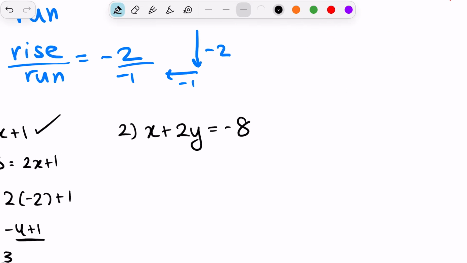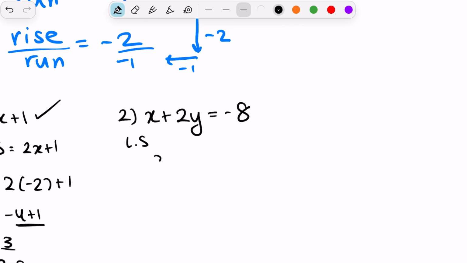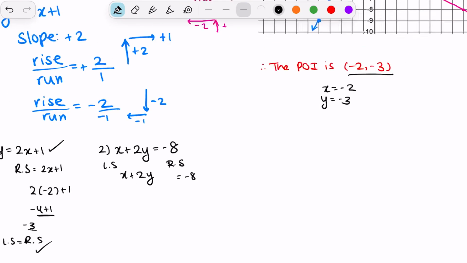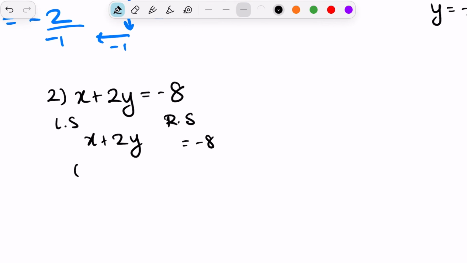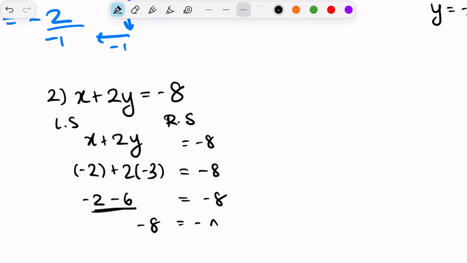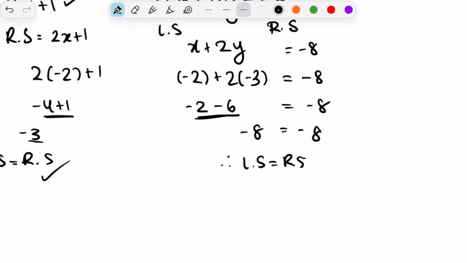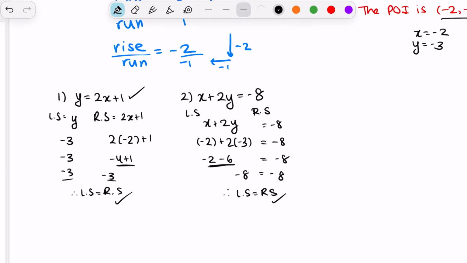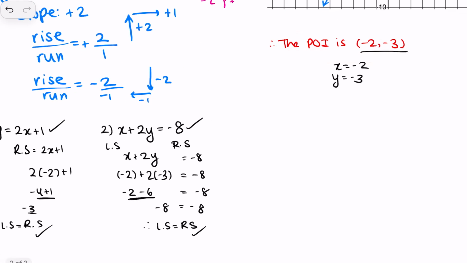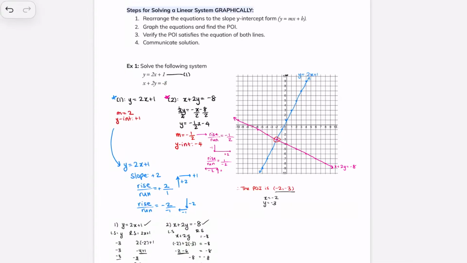Does it satisfy this one? We're going to check. So left side here is x plus 2y, and the right side is -8. So now we're going to sub in. So x is -2, and y is -3. So we get -2 minus 6. Is -2 minus 6 -8? Yes, it is. Do the sides equal each other? Yes, they do. So therefore left side equals right side. And therefore it satisfies this equation. So therefore this is the correct answer. So this is a way you can double check. So that's how you would do that.